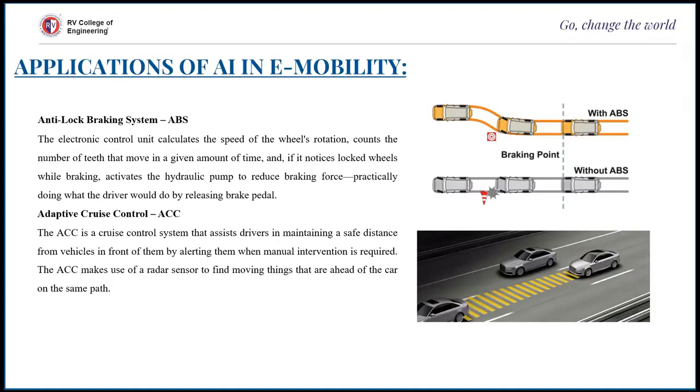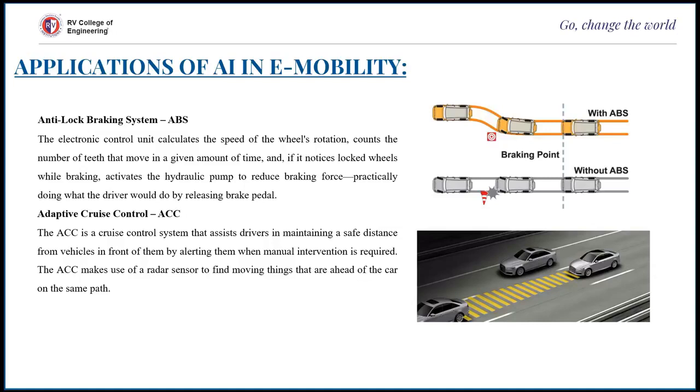Next, adaptive cruise control. ACC makes use of some radar sensors to find the moving things which are ahead or behind of the car in the same path. Until the presence of other cars, the speed of the vehicle is at a fixed value. But as soon as the ACC recognizes other cars which are moving in the vehicle's path or which are very close to the vehicle, it will automatically lower the engine power, and if necessary, brakes are also applied so as to maintain a safety distance from the vehicle.